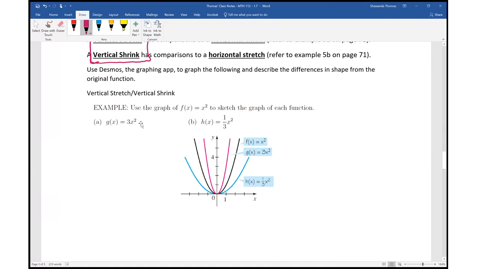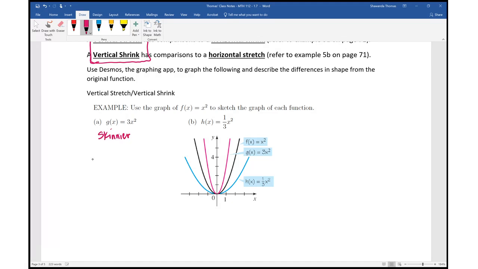So it says use the graph of f of x equals x squared to sketch the graph of each function. G of x equals 3x squared and h of x equals 1/3 x squared. Notice that the original parent function is in black. That's where it lives normally. But how does this 3 affect the shape of the graph? Notice that's the one in pink, right? So I would say it's getting skinnier.